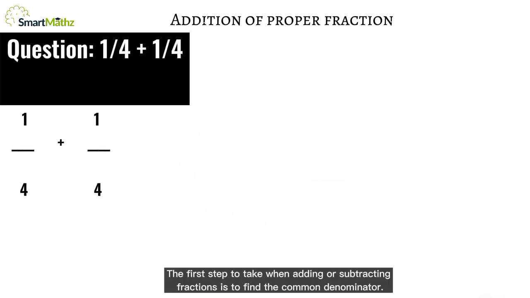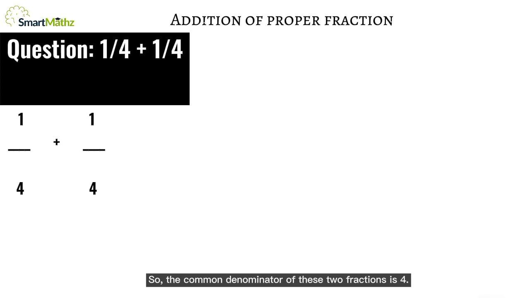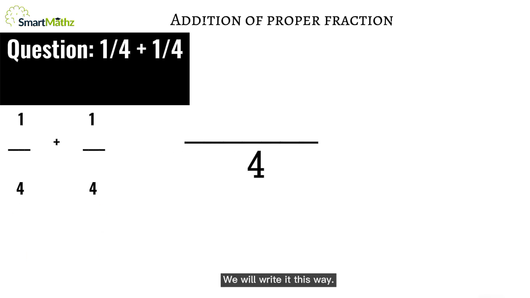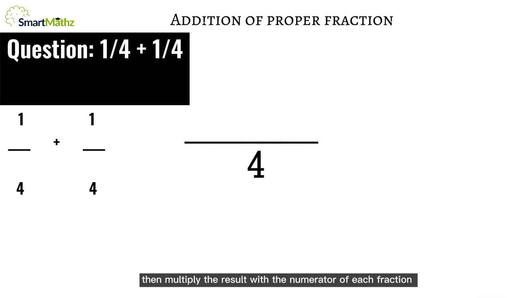The first step to take when adding or subtracting fractions is to find the common denominator. So, the common denominator of these 2 fractions is 4. We will write it this way. Then we divide the common denominator by the denominator of each fraction, then multiply the result with the numerator of each fraction.